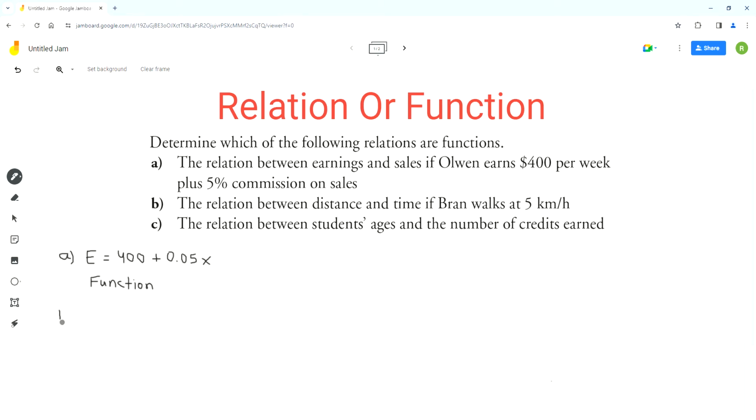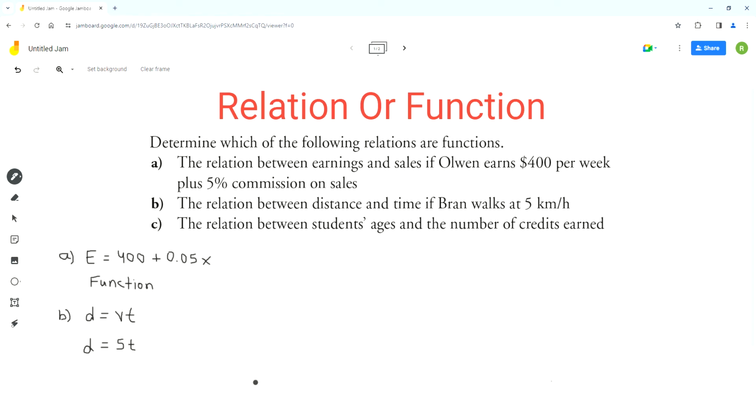Now we can analyze part B. In part B, we are given the relation between distance and time if Bran walks at 5 kilometers per hour. This relation is between distance and time, and we are given the speed. We have learned a formula that relates distance and speed, and if you remember, that formula is distance equals speed times time. In this case, we are given the speed as 5. So the equation for this relation is d equals 5t.